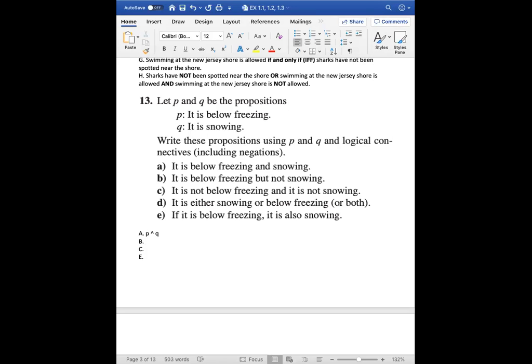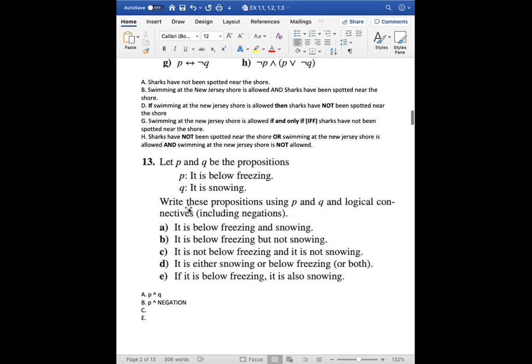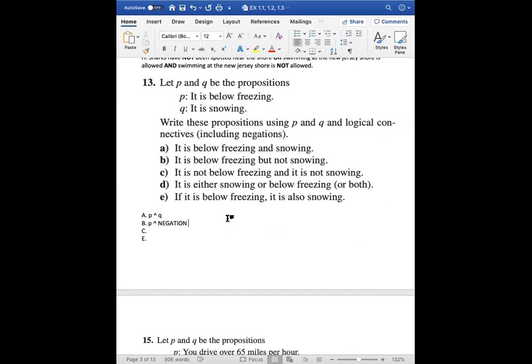Secondly, for part B, we have "it is below freezing but not snowing". For it is below freezing, we use the variable P, but it is not snowing, so we use "and" and then the negation sign. I'm just writing negation here, but you have to use the negation sign, which is right here. So P and negation of Q represents it is below freezing but not snowing.